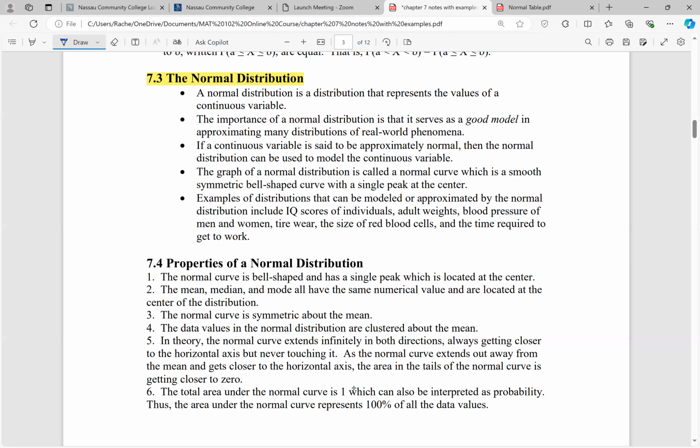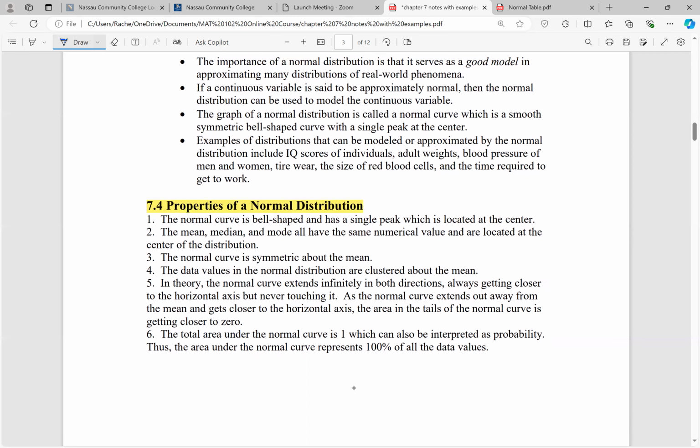We've talked about some of them, but let me briefly go through the properties of a normal distribution. We already said the normal distribution is bell-shaped, symmetric, and has a single peak located at the center. I actually talked about this in chapter 3: whenever we have a bell-shaped symmetric distribution, the mean, the median, and the mode all have the same value, or approximately the same, and they're located in the middle of the distribution. So the normal curve is symmetric about the mean, and all the data values in the normal distribution cluster about the mean.